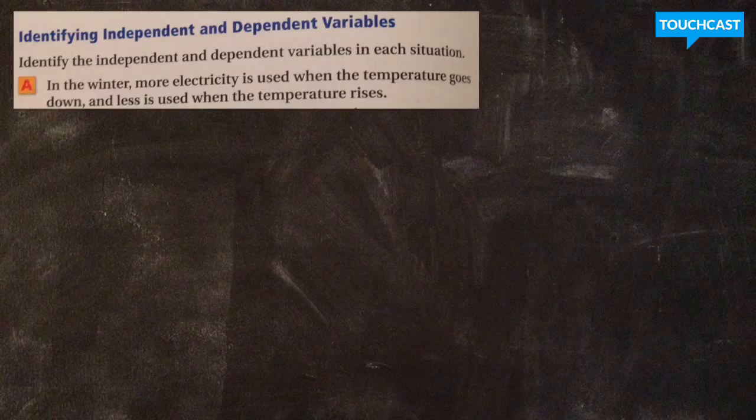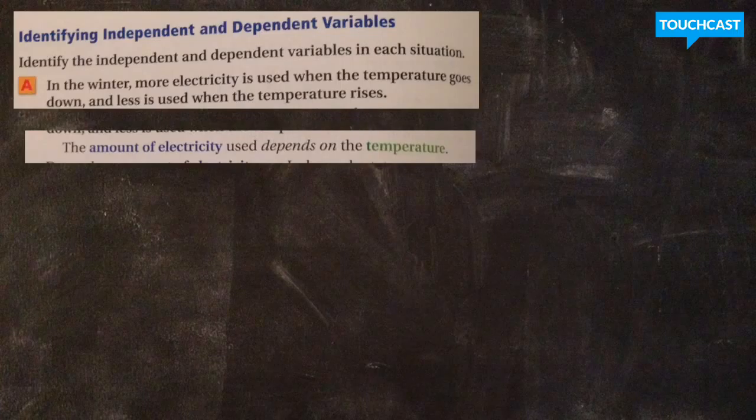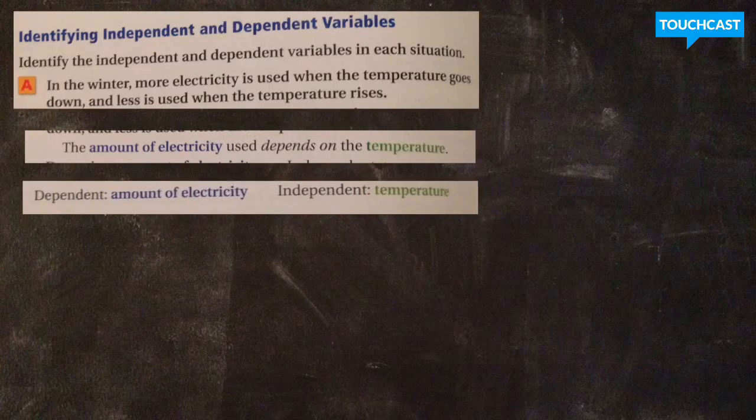Alright, so we need to identify the independent and dependent variables in each of the following situations. So we're going to start with A. In the winter, more electricity is used when the temperature goes down and less is used when the temperature goes up. So we need to think of what the situation is talking about. Well, the amount of electricity used is going to depend on the temperature. So with that logic, our independent variable is going to be the temperature, and our dependent variable is the amount of electricity, because the amount of electricity we use is going to depend on how hot or how cold it is outside.